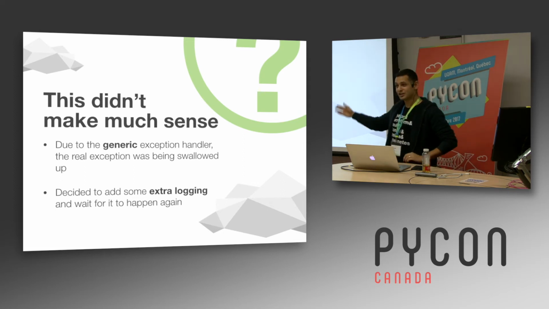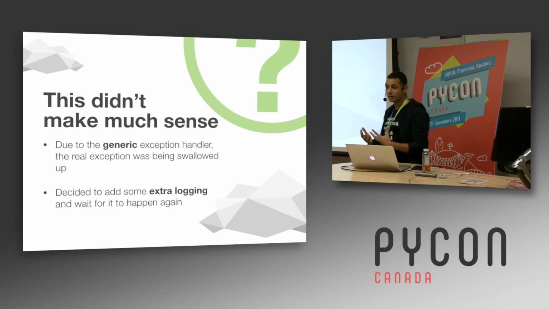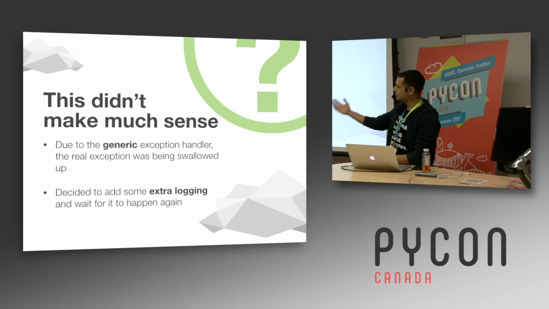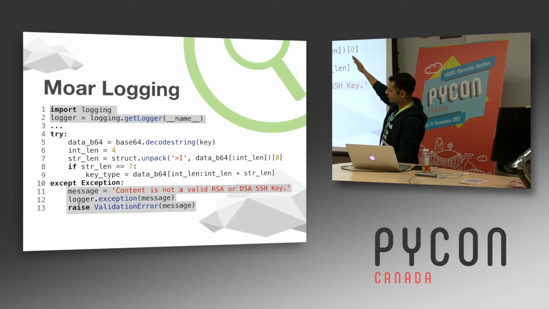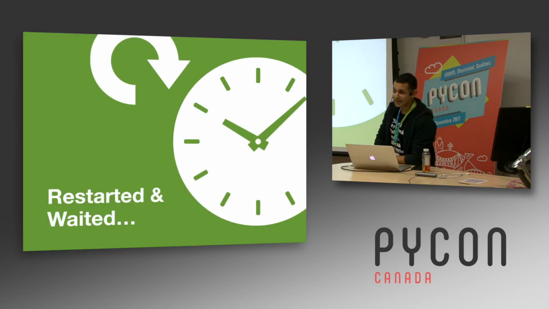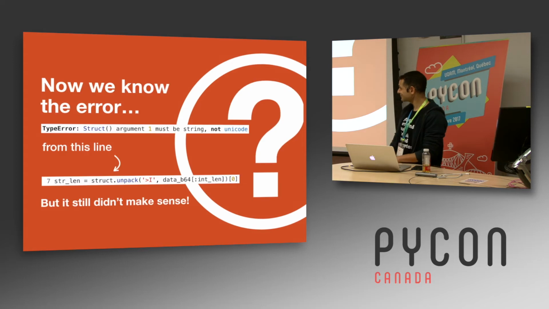Due to that generic exception handler that I showed you, the real exception was getting swallowed, so we didn't know what the real error was. The very first thing we decided to do was add some logging and see what happens. Really simply, import logging, and at the bottom over there, wrap the error message in logger.exception to capture the full stack trace to see what was going on. We restarted and waited, and 6 days later, it came back again.